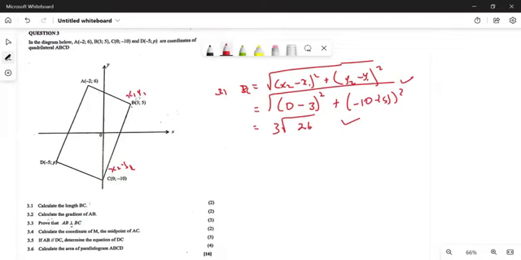Okay. Number 2, they say calculate the gradient of line AB. So you want to calculate the gradient of line AB. How would you do that one? M is going to be given as y2 minus y1 all over x2 minus x1. Okay.